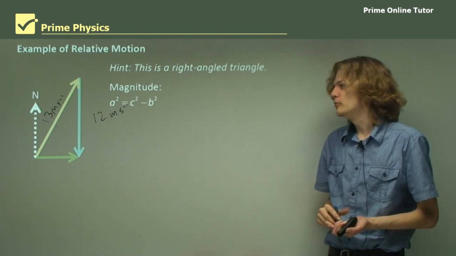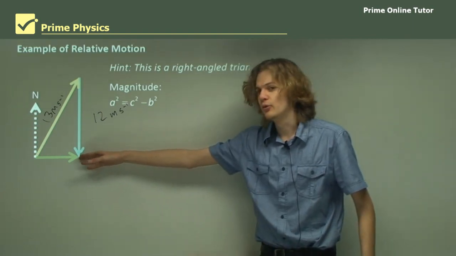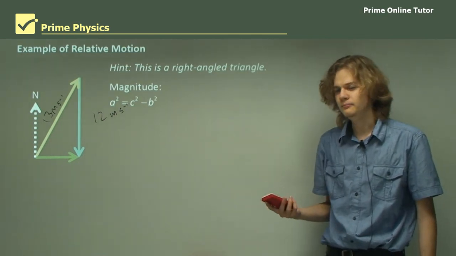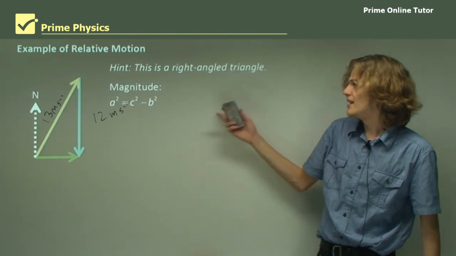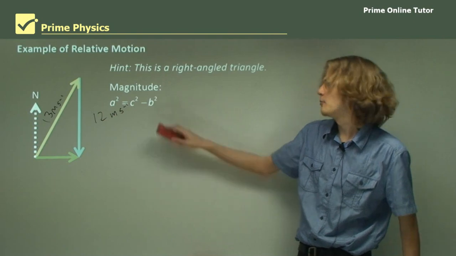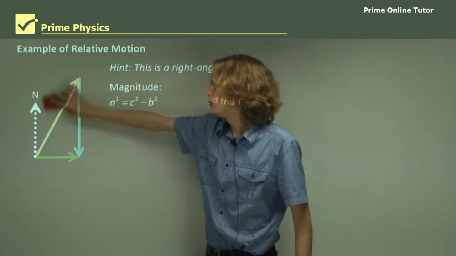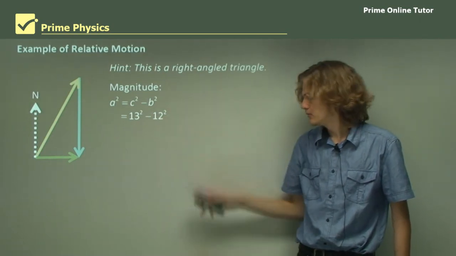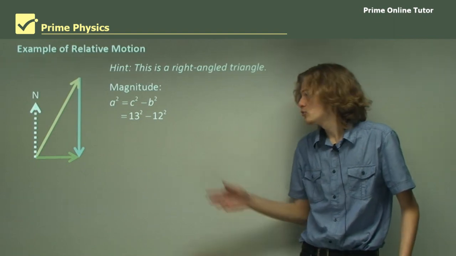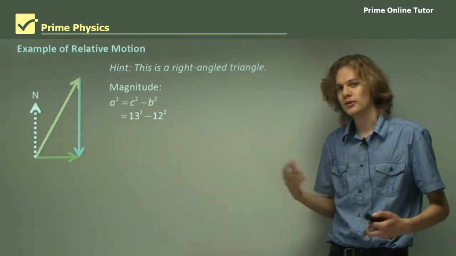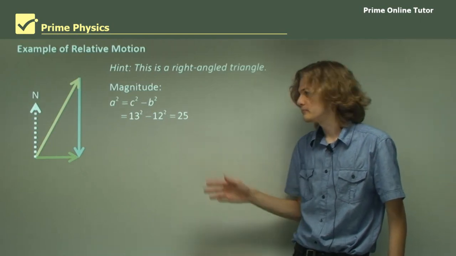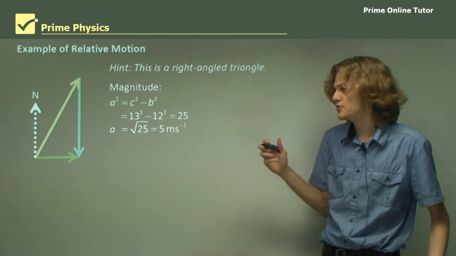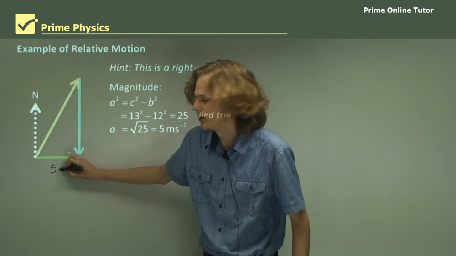Now, the magnitude of the resultant vector, that is, the green vector, we can find with Pythagoras' theorem, c squared equals a squared plus b squared. Or if we're not finding the hypotenuse, a squared equals c squared minus b squared, where c is the hypotenuse. So, substituting in our 12 and 13 meters per second, we have a squared is 13 squared minus 12 squared. 13 squared is 169, and 12 squared is 144. And so, subtracting one from the other, we find that this is 25. And so, a is the square root of 25, which is, of course, 5 meters per second. So that's the magnitude of the vector.